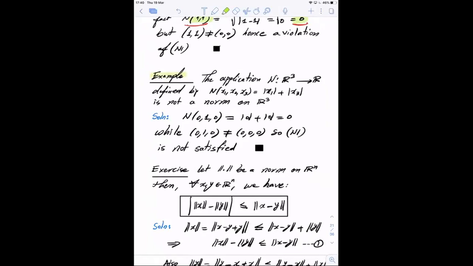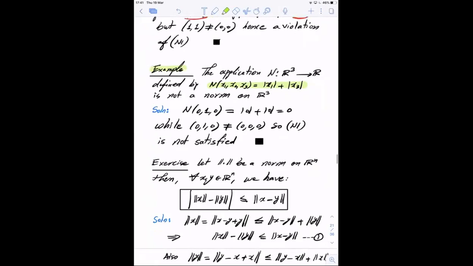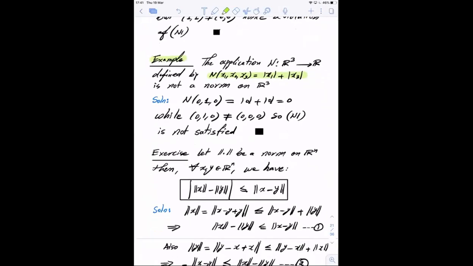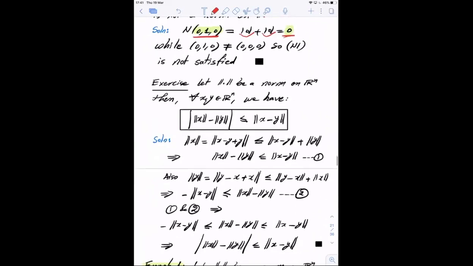Now we move to the third example. Also, we consider an application from R3 to R, which is defined by this formula. Because we work on R3, we expect the coordinates to be x1, x2, x3. So n of x1, x2, x3 is absolute value of x1 plus absolute value of x3. And we need to check if this application is a norm on R3. Again, if I consider this non-zero vector and I compute its norm, I get that the norm is the absolute value of x1, which is 0 in this case, plus the absolute value of x3, which is 0 in this case. So you get 0. So you have a non-zero vector whose norm is 0. And this is again a contradiction with property N1.